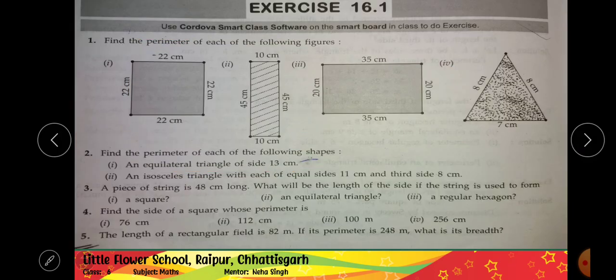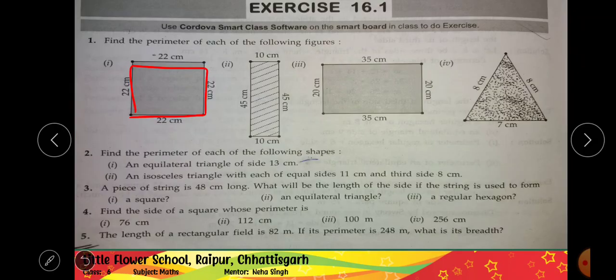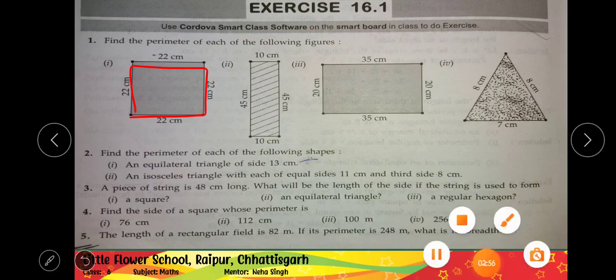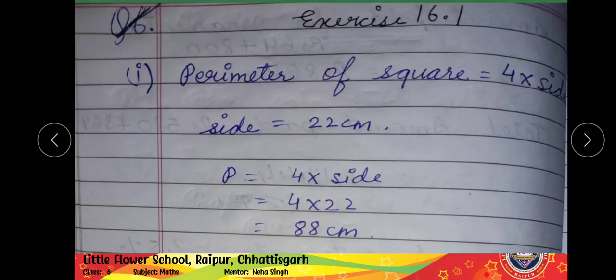Okay, so coming to the exercise, find the perimeter of each of the following figures. First, we can see all the sides are the same, so it is a square. What will be the perimeter of the square? The formula for perimeter of a square will be 4 into side, and the side given is 22 centimeter. So perimeter is 4 into 22, 4 2s are 8, 4 2s are 8, 88 centimeter.